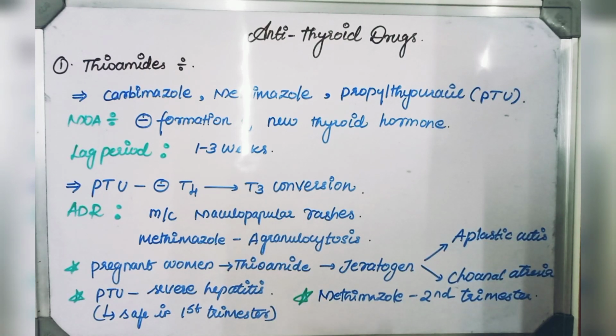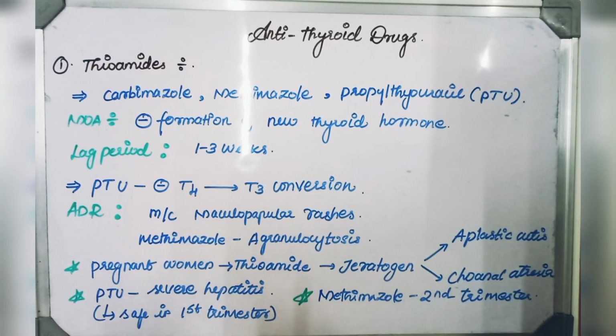In unavoidable situations, we can use propylthiouracil in the first trimester. It is considered slightly safer because of its high plasma protein binding property.